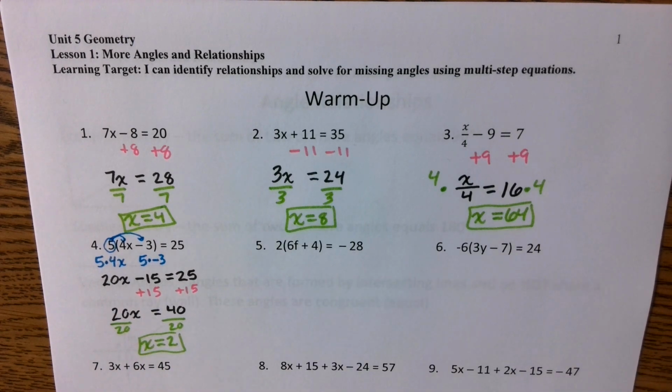Okay, for problem number 5. Problem 5, what did you get, Cole? F equals negative 3. Very good.